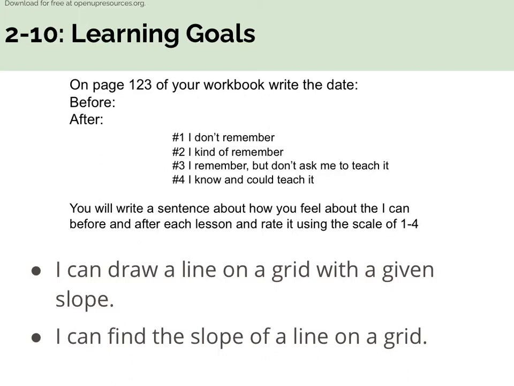Let's read the I can statement for lesson 10. I can draw a line on a grid with a given slope, and I can find the slope of a line on a grid. Go ahead and write yourself a sentence on how you feel about these, and then give yourself a number. 1, I don't know what you're talking about. 2, I'm a little confused. 3, I got it. And then 4, I can teach it to my friend. So go ahead and do your sentence and your number.